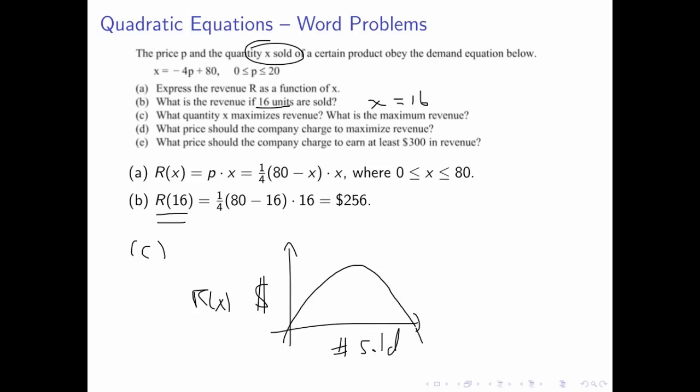The revenue function, if we graphed it, is going to be a parabola. I can tell that because the formula here for R of x has a minus x squared in it. So a quadratic that has a negative number in front of the x squared term is going to be a downward concave parabola. So it's going to have a maximum value. And that's what parts C and D are asking about.